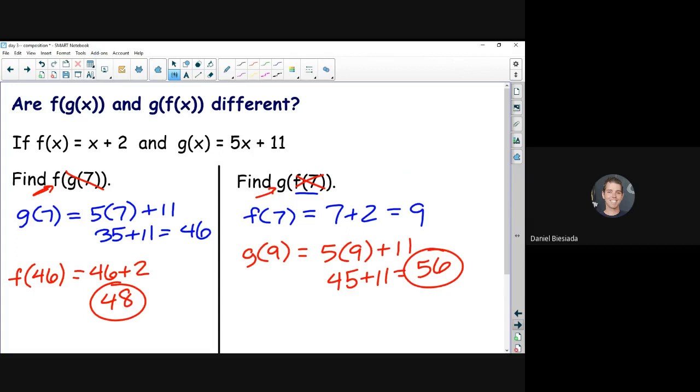In this video, we covered function composition with numerical values only. In the next video, we will cover function composition with algebraic inputs instead of just numbers. So be sure to watch that one as well.